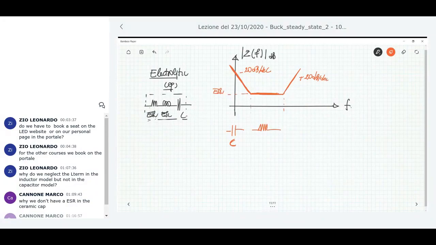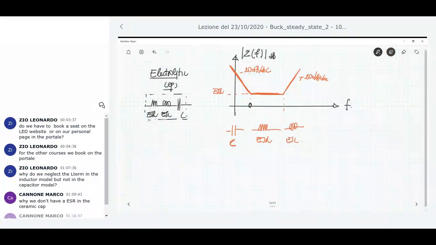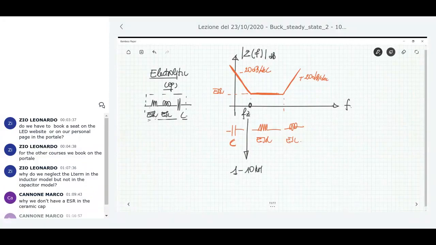So my electrolytic capacitor acts like an inductance, like the equivalent series inductance. Just to give you some numbers, this zero here can be in a range starting from, I don't know, 1 to 10, 15 kilohertz, something like this. And then you have here a pole, and this pole can be in the megahertz range.